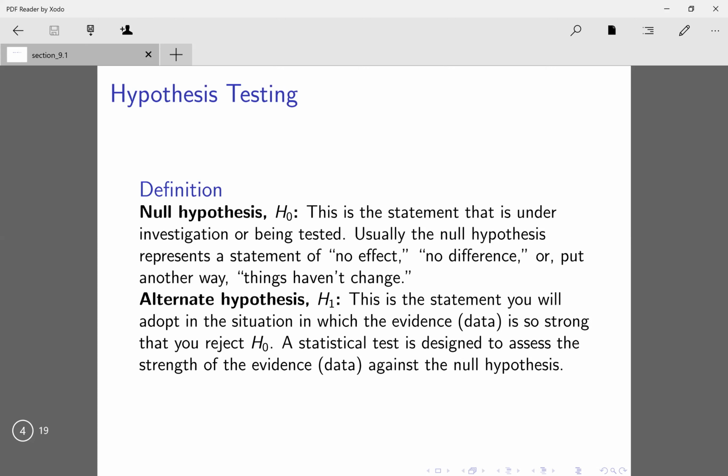Well, it's going to depend on a lot of factors, and these are factors that will be relevant to what we're doing. So what I want you to do is practice identifying what the null hypothesis is and the alternate hypothesis.